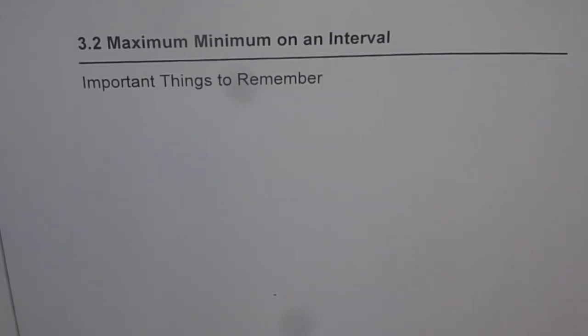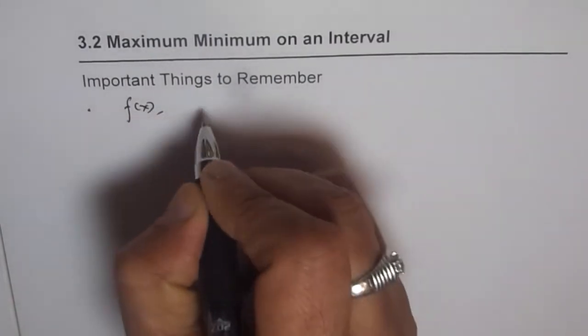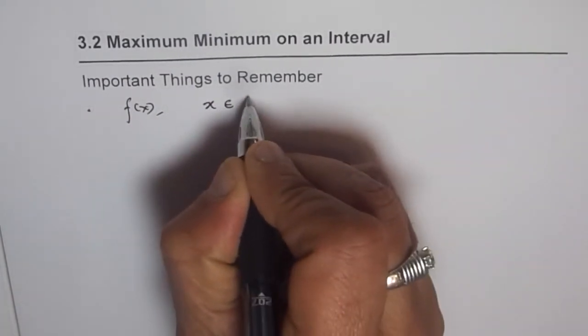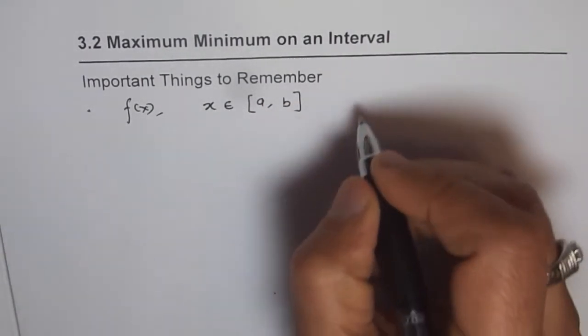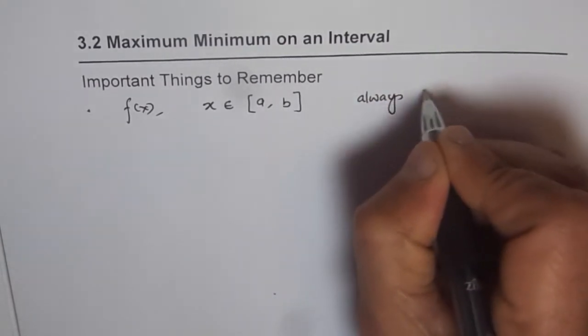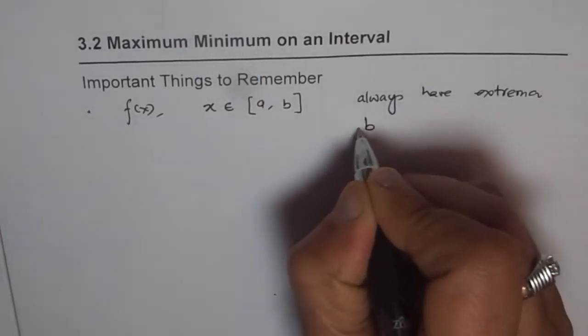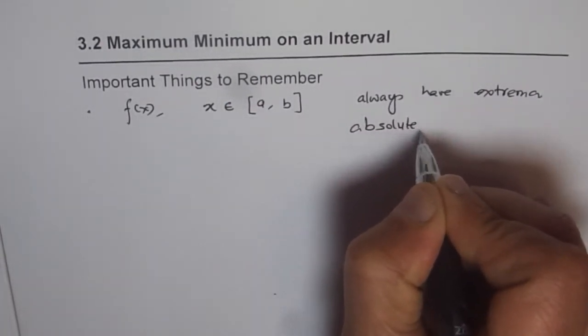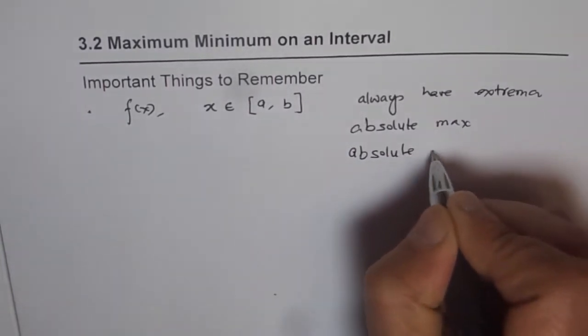Before we get into solving problems related to absolute, maximum, and minimum, let's look into things which we should remember in solving such problems. The first thing which comes to my mind is that the function f of x, which is given within an interval where x belongs to an interval between a and b, will always have extrema. Extrema means absolute maximum and absolute minimum.